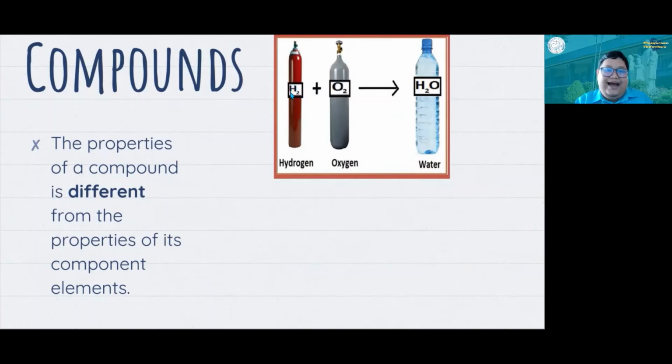Hydrogen is a gas that is not normally consumed by human beings, while oxygen is the gas that we need in order for us to live. But when we combine them chemically, we will be able to produce water. So meaning to say, the properties of each element found in water, the hydrogen and oxygen, are different from the properties of hydrogen and oxygen gas alone.